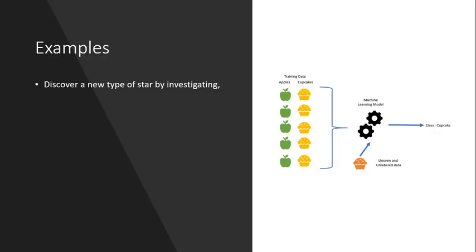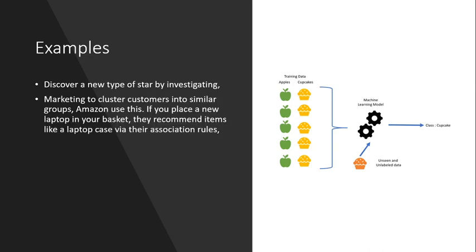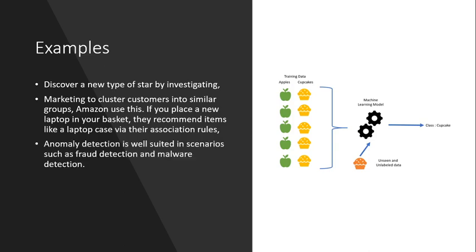An example is discovering a new star in our solar system by investigating. We can use this approach mostly in marketing. Like we can cluster our customers into small groups, like Amazon does. If we place a laptop in your basket, they will recommend similar items or the items required for your laptop using association rules. Anomaly detection is another well-suited example in this scenario. Like you can use this approach for fraud detection, malware detection.